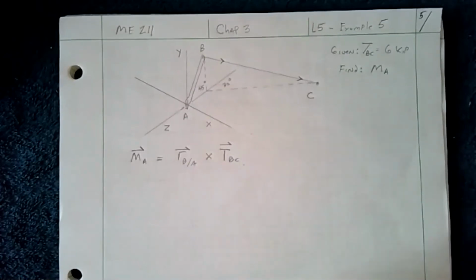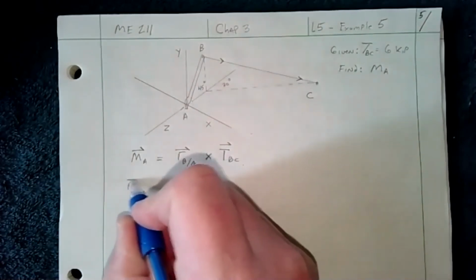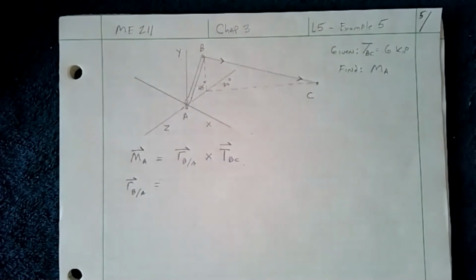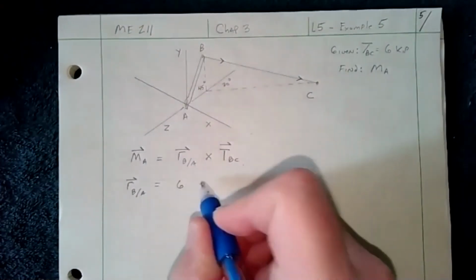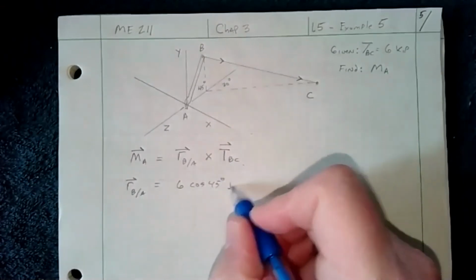So first off, let's figure out what B relative to A is. So RB relative to A. Well, we know it's a 6-foot pole, it's at 45 degrees, so we know it's going to be 6 cosine 45 degrees, and that's in the J.